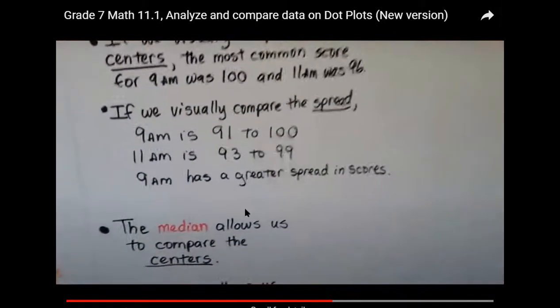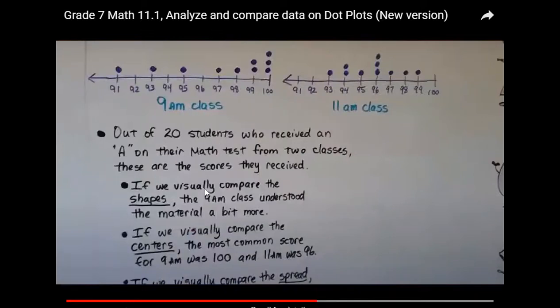Second, if we want to visually compare the centers, the most common score from 9 a.m. was 100 here, and for 11 a.m. the center was 96. So the center for 9 a.m. is 100. The center for 11 a.m. was 96.